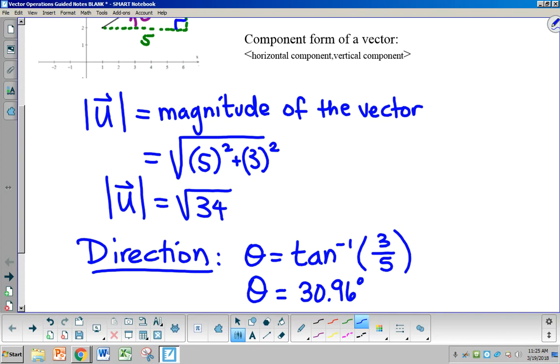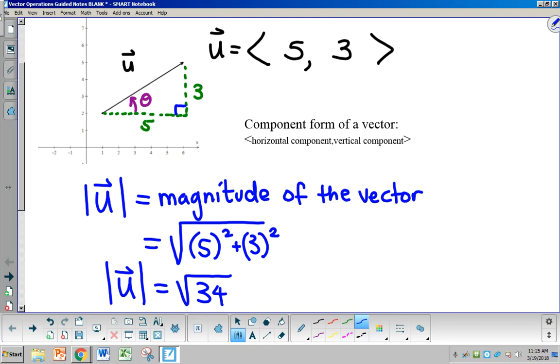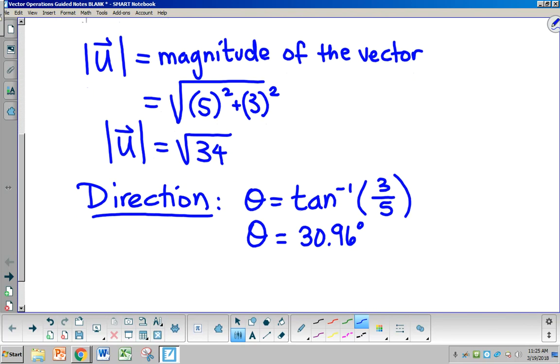And what is component form again? It's nothing more than the roadmap from the tail to the tip, horizontally and then vertically. That's kind of the things we're going to do today.